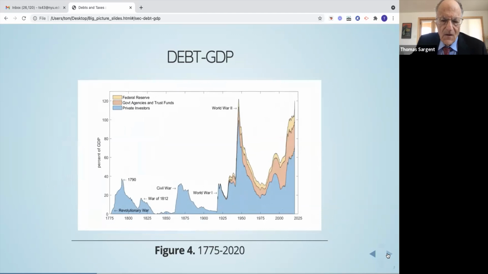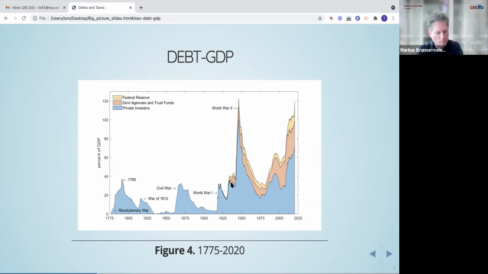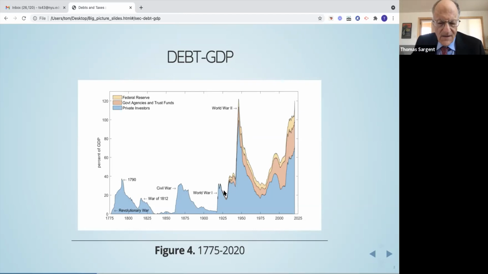Okay. Here's the debt. Here's the history of US debt to GDP, and these colors show who owned the debt. Just think of COVID. Until the Great Depression, when the government issued debt, private investors held it. That's the blue line. But then starting in the 30s, government agencies and trust funds and the Federal Reserve started owning it. And then look after World War II, and then look at what's happened in the 2000s, especially after 2008 and after COVID. So a lot of this government debt is owned by government agencies. We have to keep track of that.